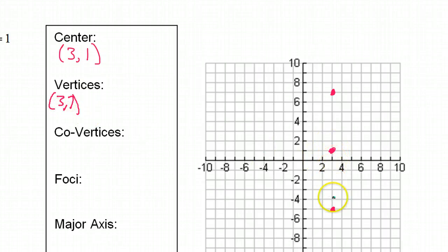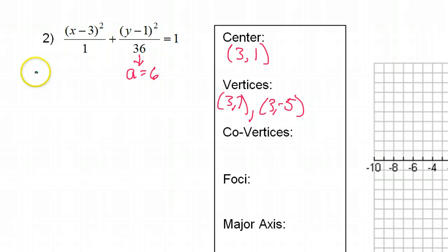And 3, comma negative 5. All right, now it's time for the co-vertices. Well, this is going to give me my b value. All right, so if b squared is 1, then b must be 1. Square root of 1 is 1.